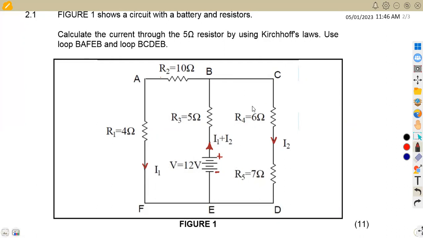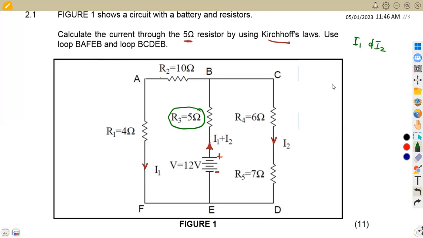We're given that, with the use of Kirchhoff's laws, we must calculate the current in the 5 ohm resistor. If we take note, this is our 5 ohm resistor, and the current flowing here is current 1 plus current 2. So that means we are to determine current 1 and current 2. That is what we are supposed to do.